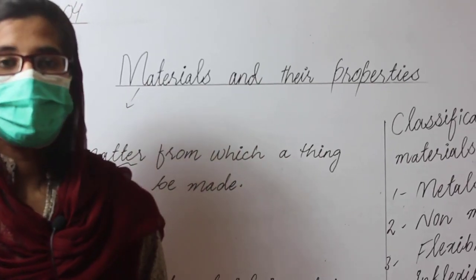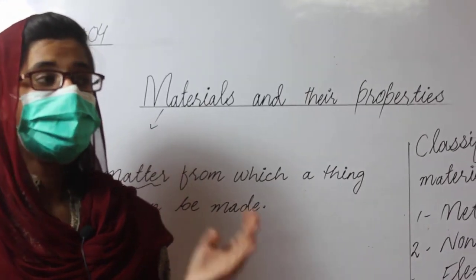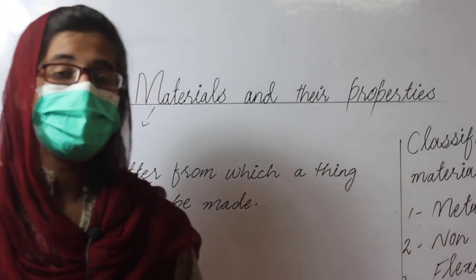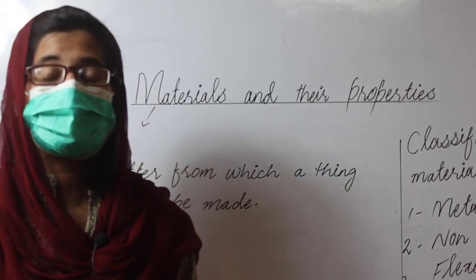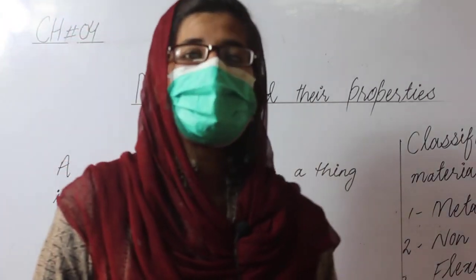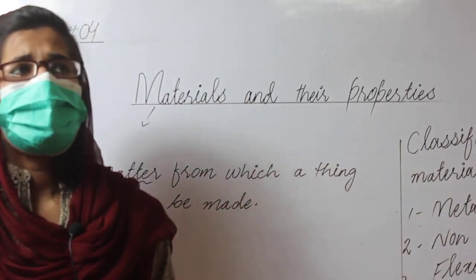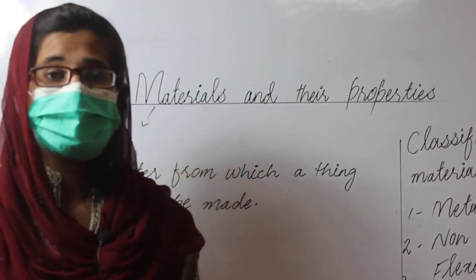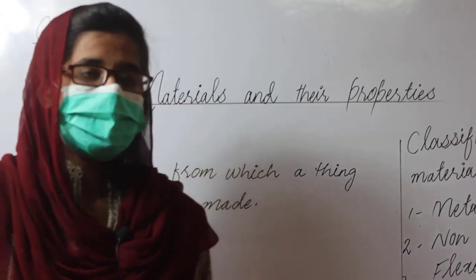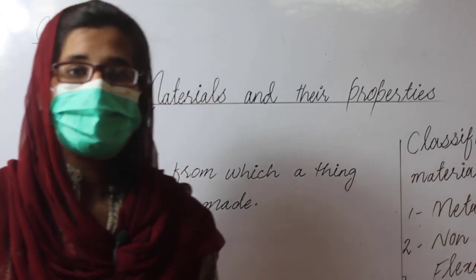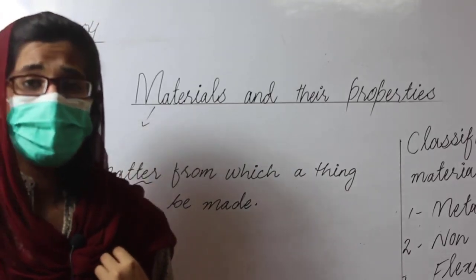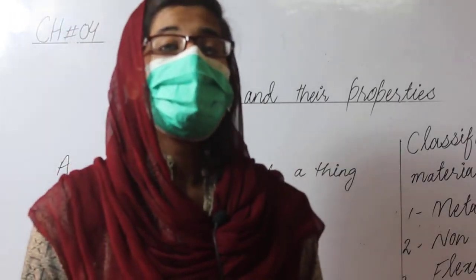Today we have learned about chapter number 4, materials and their properties. First of all, I told you what material is. Material is matter from which a thing is or can be made. Now what is matter? Anything that has mass and occupies space is called matter. For example, a chair is matter because it has weight and occupies space. We are matter because we also have weight and occupy space.